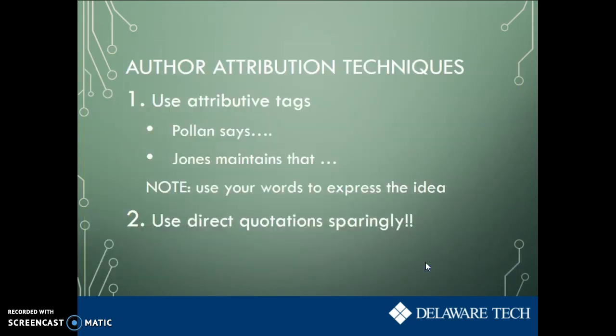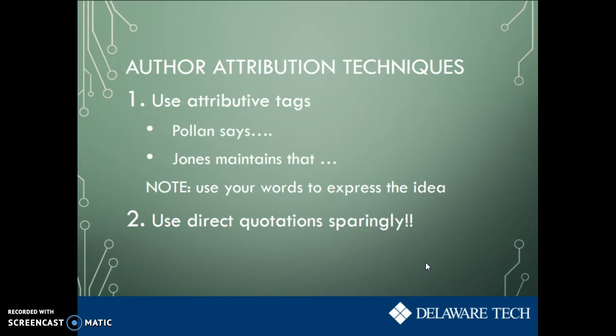We'll get into this more when you actually write a summary, but as you are explaining the author's ideas in your own words, you need to use what we call author attribution or attributive tags. In other words, you need to make it clear that the ideas you're presenting did come from the article. A couple of examples you see here: Pollan says, the author says, Jones maintains that, or according to the article.